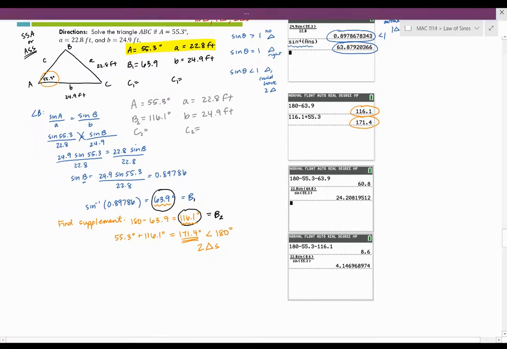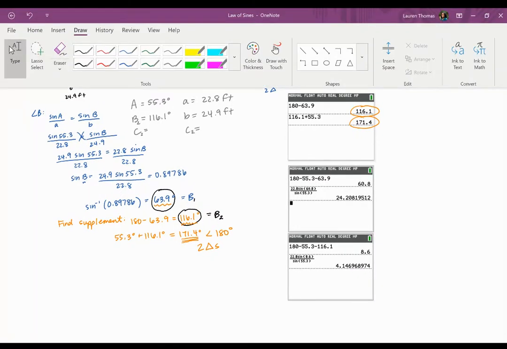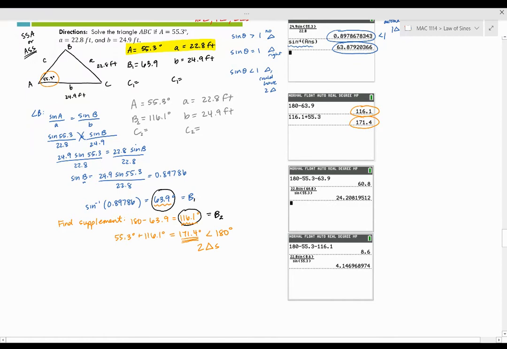For triangle 1, I'll keep triangle 1 stuff in blue. We can find C next, as it's probably the easiest thing to find, because we know that all the angles of a triangle sum to 180. So I can say 180 minus 55.3 minus 63.9, and that equals 60.8. So that's angle C in the first triangle.